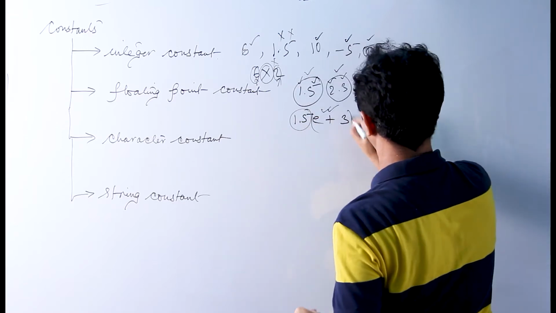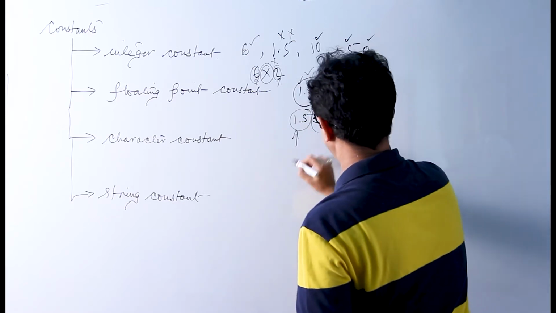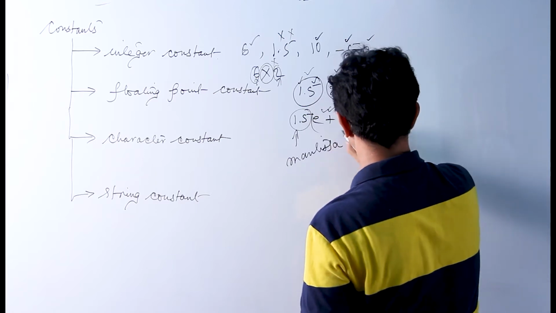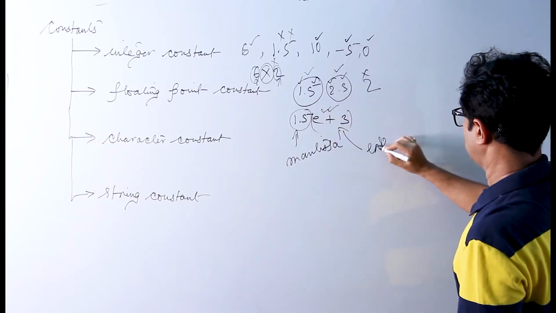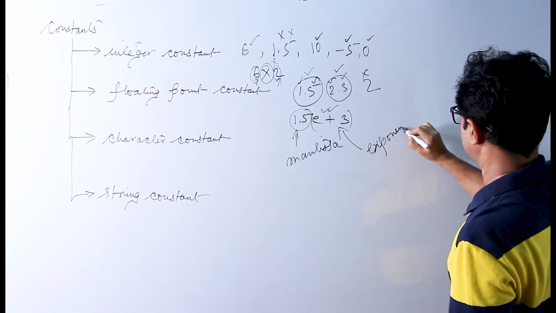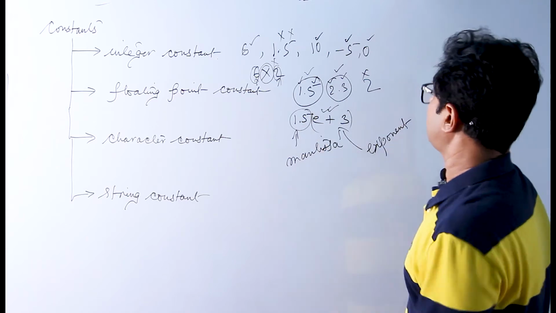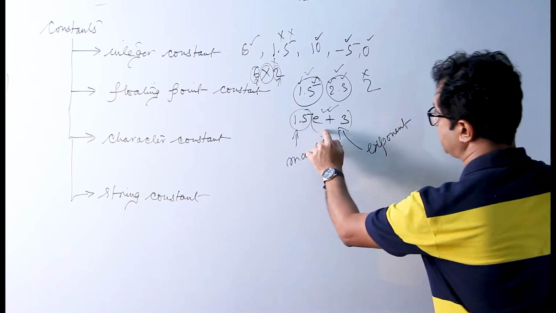This one contains the mantissa and this exponent part. This is called the mantissa and this is called the exponent. So what is the interpretation of 1.5e plus 3?